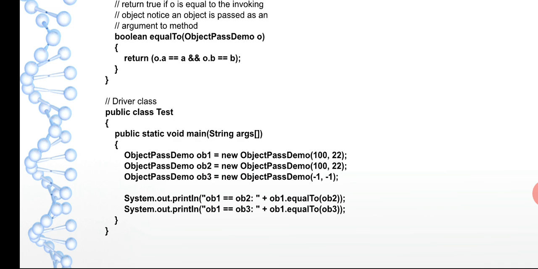So when you create a particular object for a class, here, ObjectPassDemo is nothing but a class. OB1 is an object. You are using the new operator here, creating ObjectPassDemo. As I already said, whenever you are creating an object, the constructor will be called. So here it is parameterized, isn't it? You are sending the parameters to that constructor. You are passing 100 and 22.